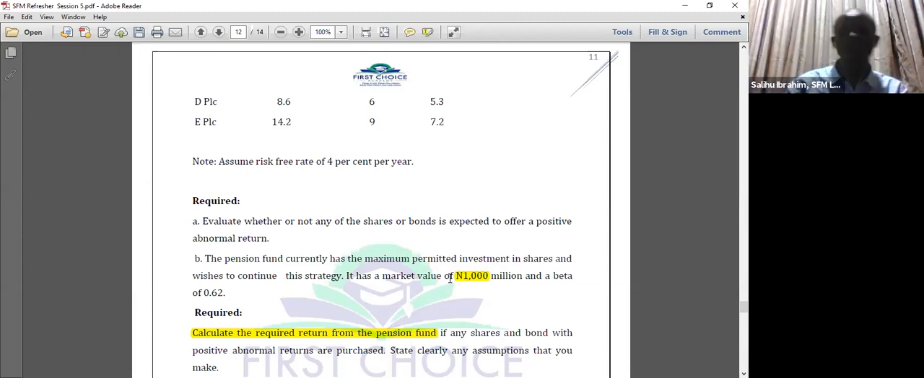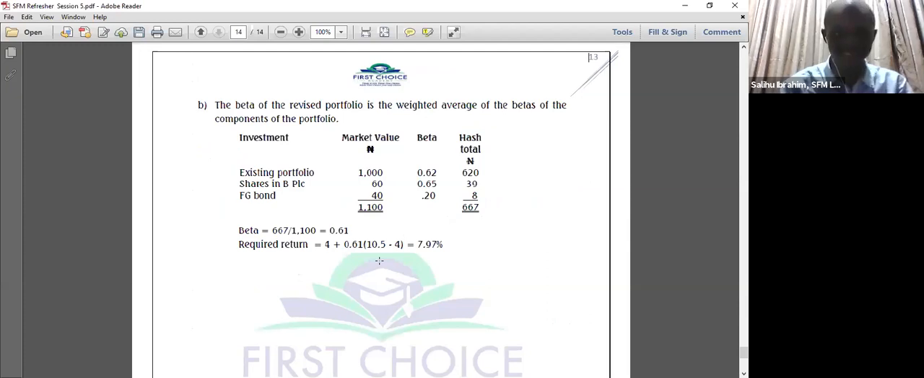Okay, the beta of the portfolio should be computed as the weighted average beta. That is what you have there, weighted average beta. And the weighting factor should be the market value. Look at it. The existing portfolio of the pension fund is 1,000 by market value and the beta is 0.62. Multiply 0.62 by 1,000, you have 620. That is the total.